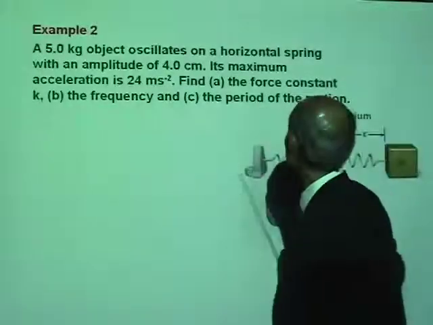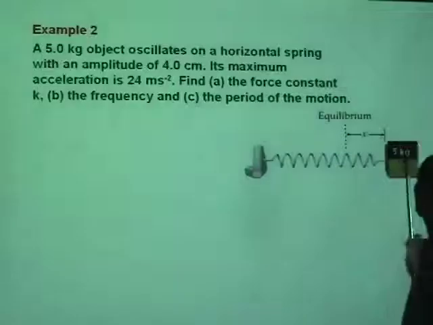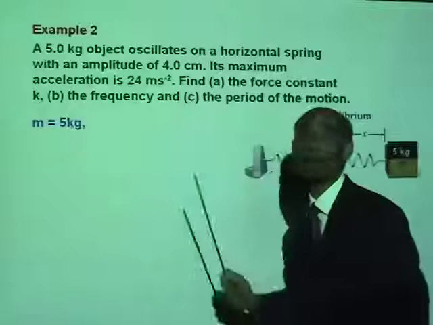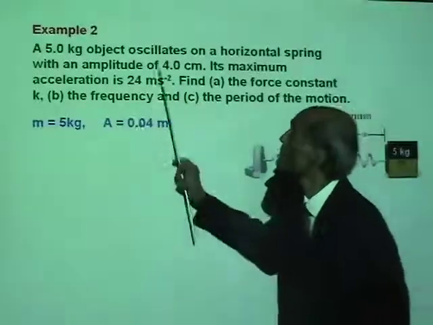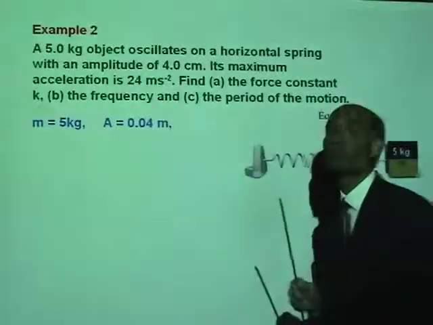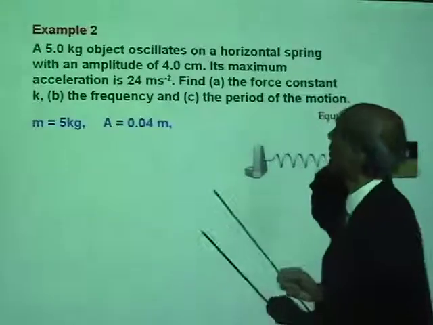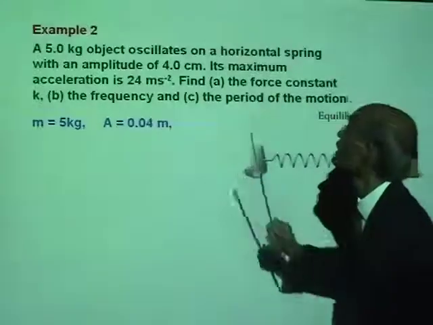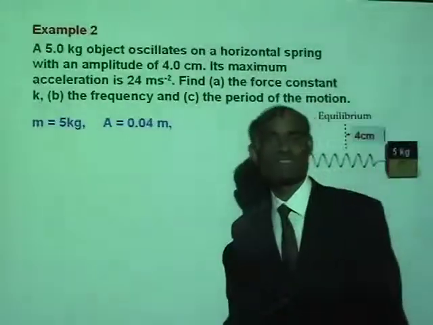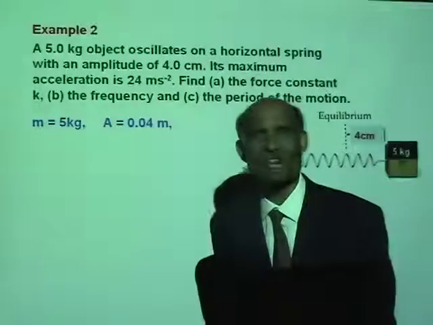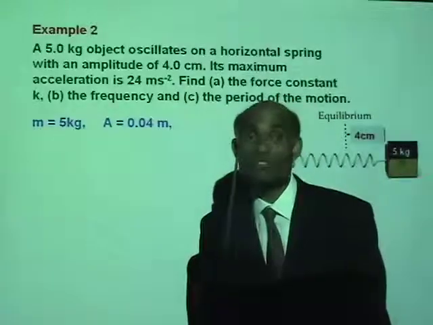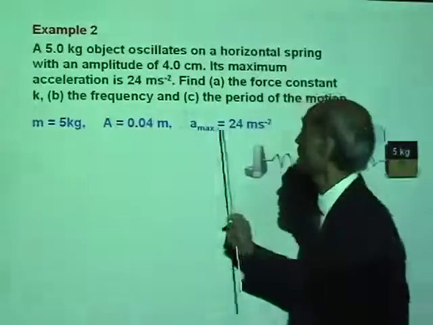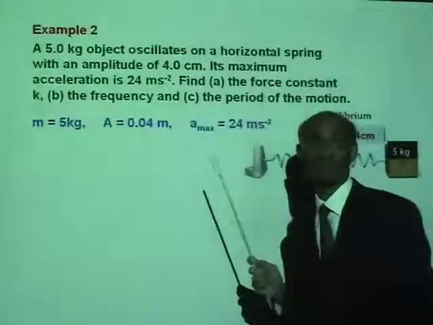Okay, let's start picking the data. Alright, the mass of the object is 5 kilogram, M equal to 5 kilogram. Amplitude is given to be 0.04 meter. And now, what else do we have? The maximum acceleration is given to us. Do you know the equation for maximum acceleration? Maximum acceleration is A omega squared. There you are. A max is given to us.